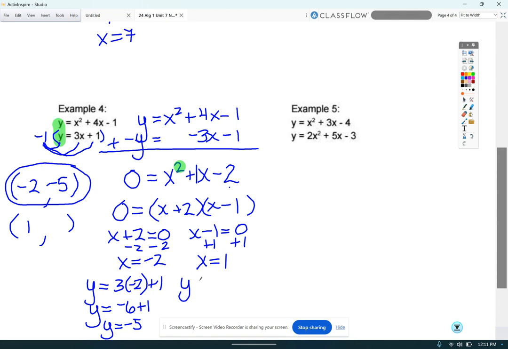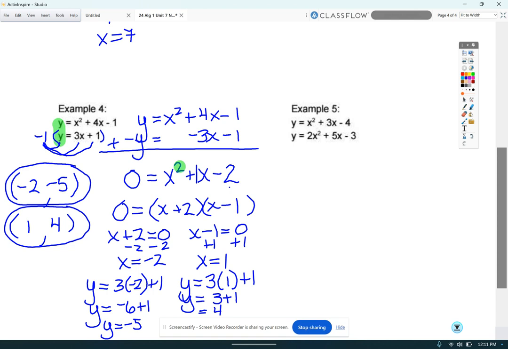Then I'm going to do that again using the bottom equation. I'm going to substitute 1 in for the x there. So 3 times 1 is 3, and 3 plus 1 is 4. So when I put a 1 in, the 4 is what I got for the y. So that one has two solutions.